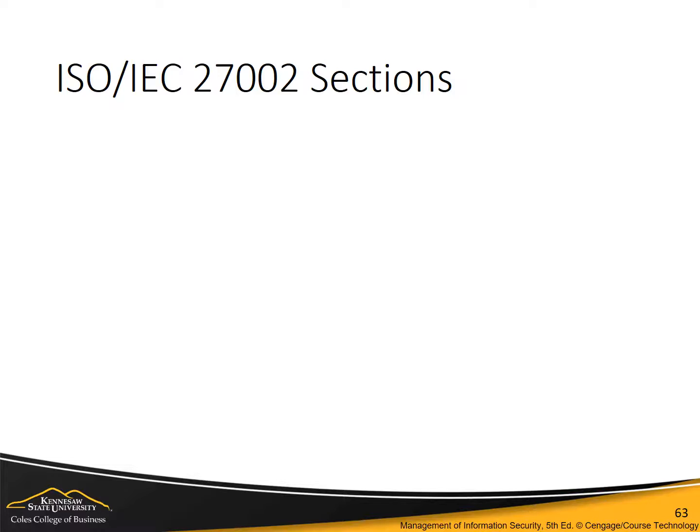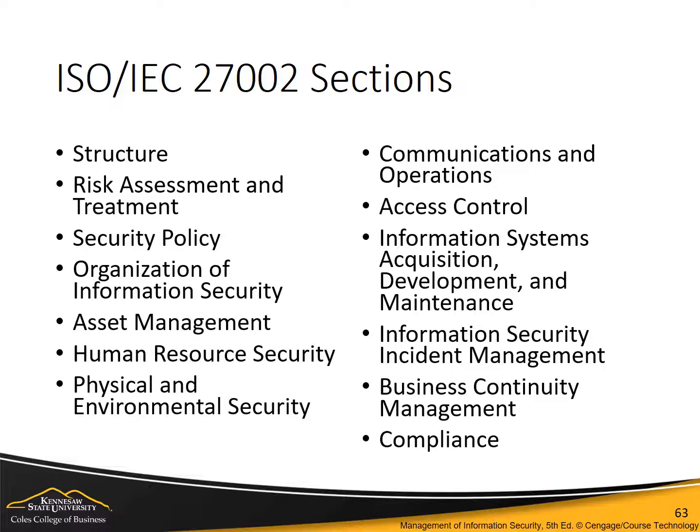ISO/IEC 27002 sections provide a detailed roadmap of implementing InfoSec into the organization. First is determining the structure of the information security unit. What organizational hierarchy is appropriate to use, for instance? Second is risk assessment and treatment. Where are the biggest risks? Personally identifiable healthcare data may be the biggest risk in the hospital or healthcare.